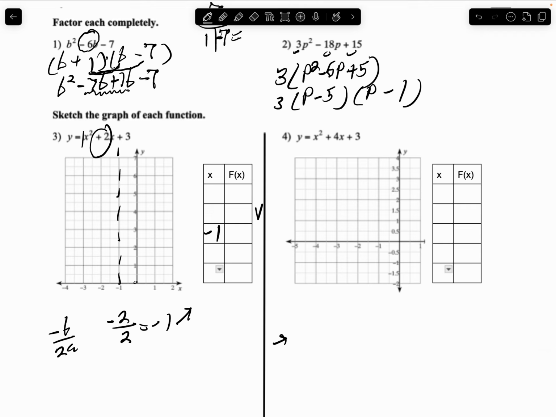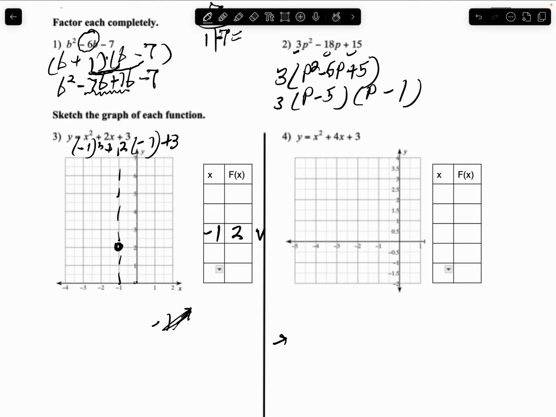So plugging in a -1: -1 squared plus 2 times -1 plus 3. So it's 1, -2, that's -1, plus 3, 2. So -1, 2, which should be right here. That's my vertex. Where did I put it? It's right there. So -1, 2 is my vertex.